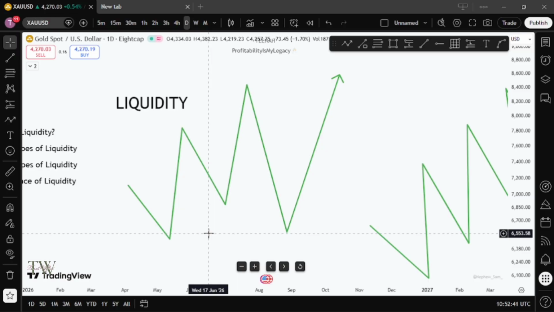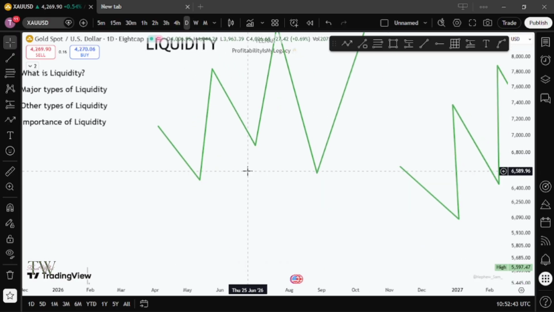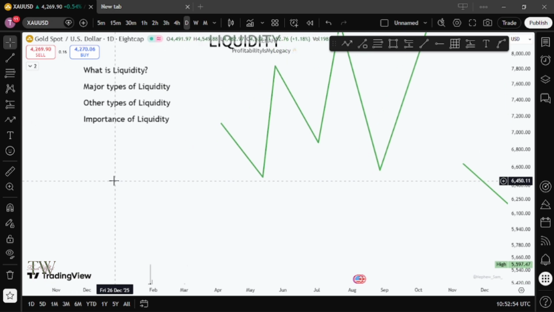So that's why it's very important that I follow it chronologically, and in the order of importance, in sequence. All right. So the next topic is other types of liquidity. Of course, there are other types of liquidity.